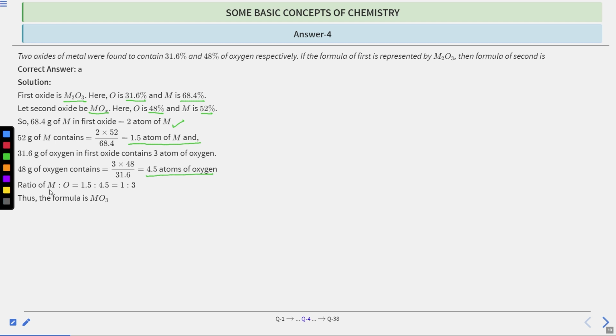So the ratio of metal to oxygen will be 1.5 to 4.5. So it will be 1:3, and thus our formula will be MO3. Suppose the number of atoms of oxygen will be X and metal will be 1. Finally the ratio is coming out as 1:3, so the formula will be MO3. Hence the option E is correct.